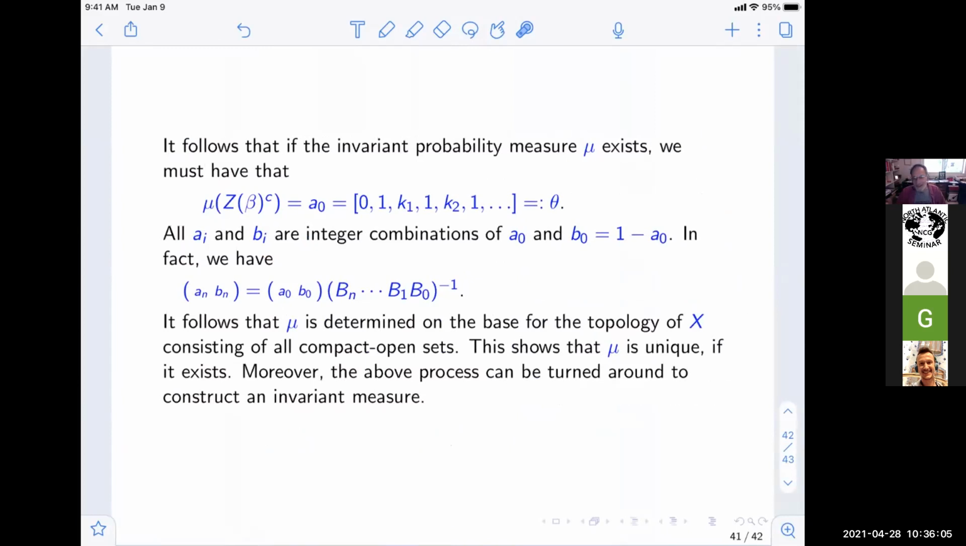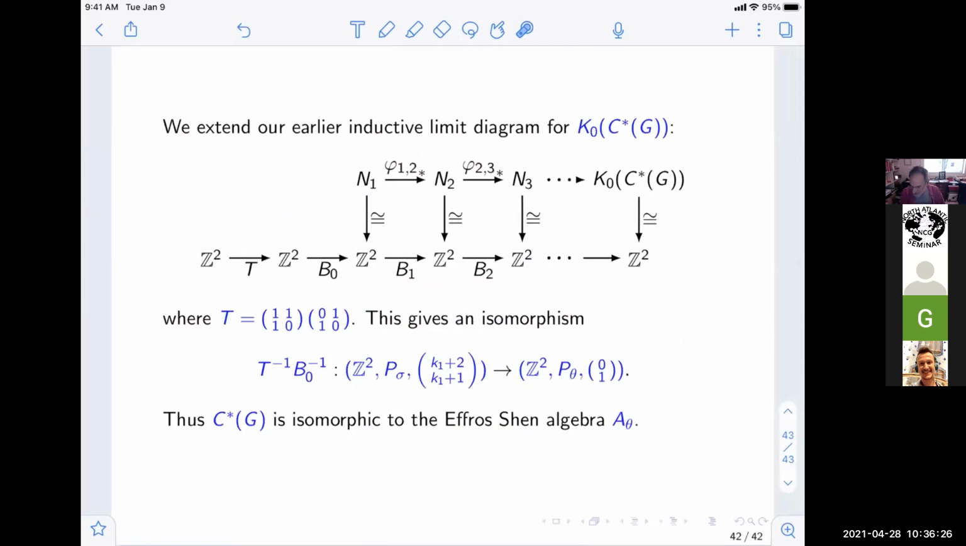Now, because this uniqueness theorem gives you, in some sense, an explicit formula for the measure of these sets in the base for the topology, we can turn it around and prove that those formulas really do define an invariant measure. And that's the existence proof. Well, so I'm almost finished.